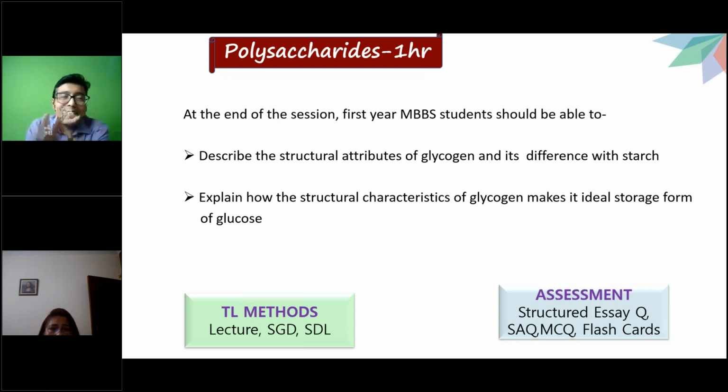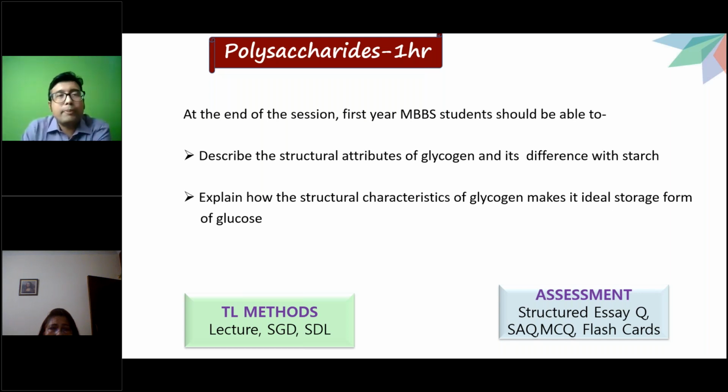Now, the 3 pages that you saw are all that we have in 3.1. The preferred teaching-learning methods are lecture, small group discussion, as well as self-directed learning. And the assessments are structured essay questions, SAQ, MCQ, and flashcards.